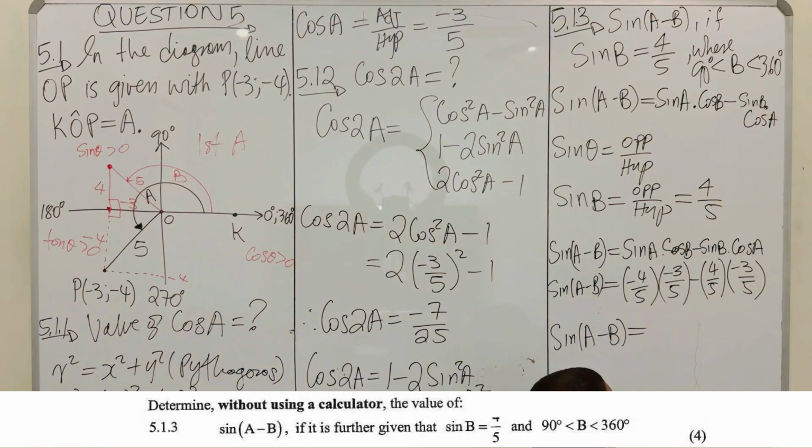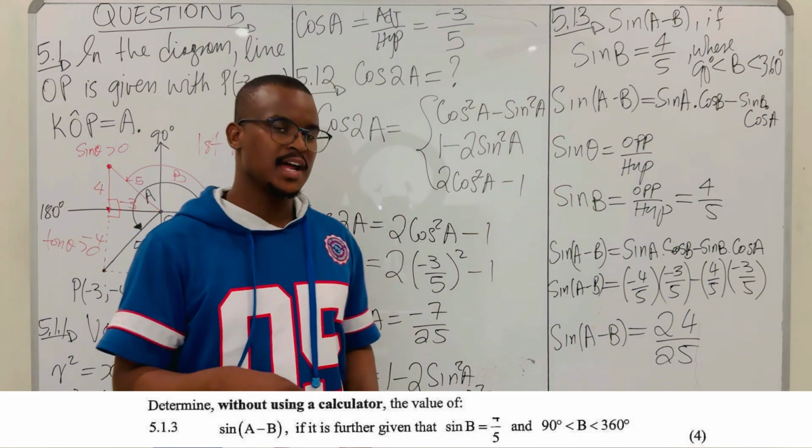So what do we get? Let me punch it. Minus 4 over 5 times minus 3 over 5, minus negative 4 over 5. Oh, sorry, not negative 4, just 4 over 5 times negative 3 over 5. The answer you get is that sine A minus B is equal to 24 over 25. And that's how this question is done.